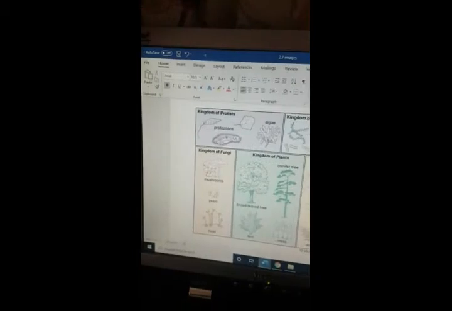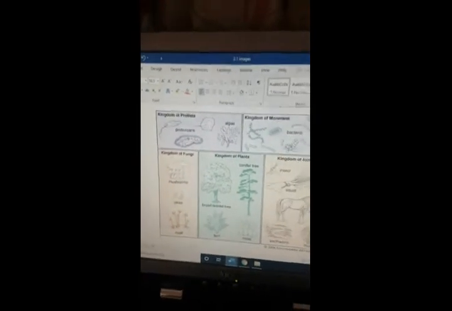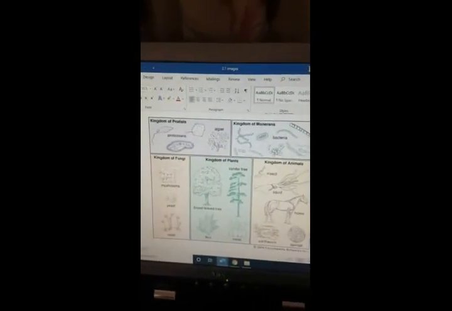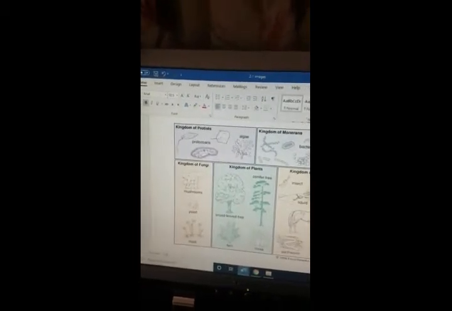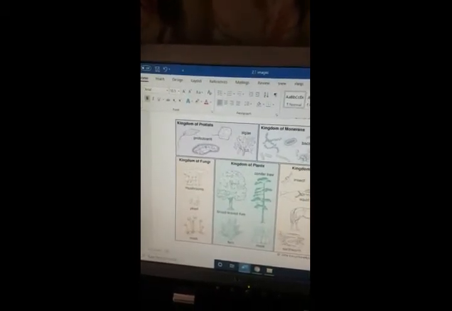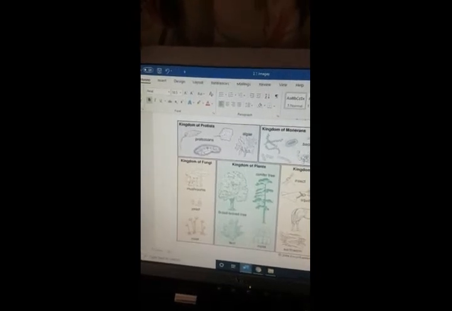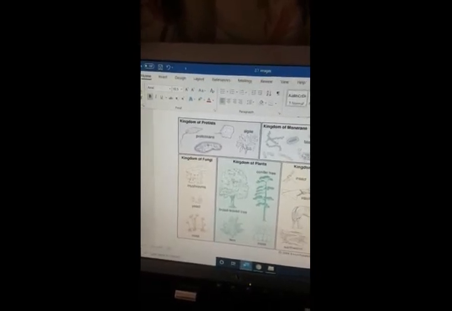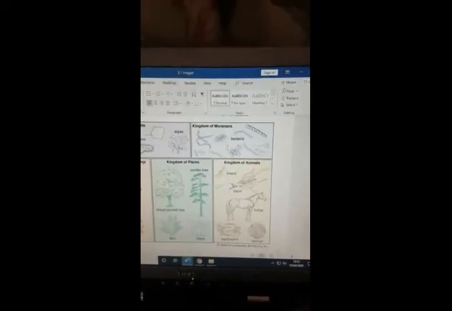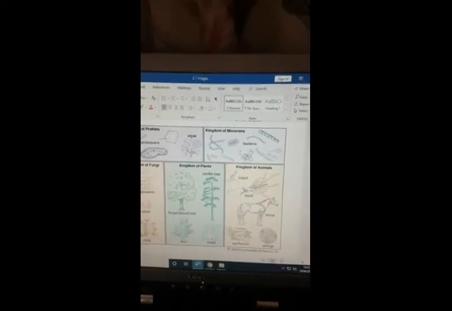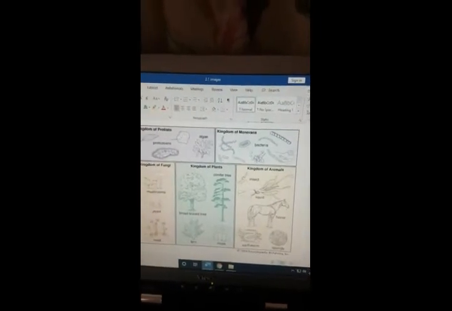You've then got the fungi, the plants and the animals. Fungi are largely heterotrophic but saprophytic, that is, they release enzymes outside of their body, digest the food outside of their body, then absorb it. You've got plants, which of course carry out photosynthesis, and animals, which are heterotrophic and are motile as well.